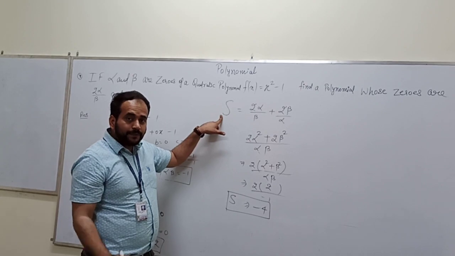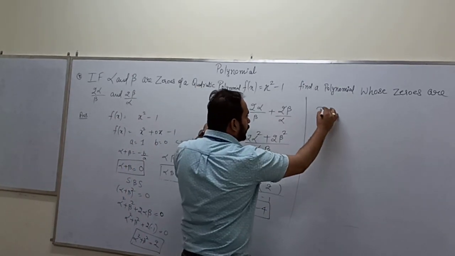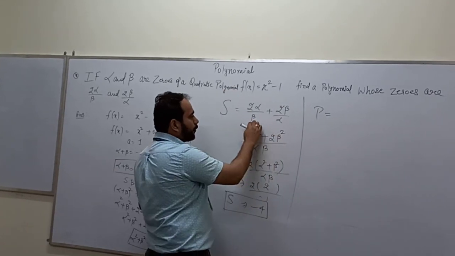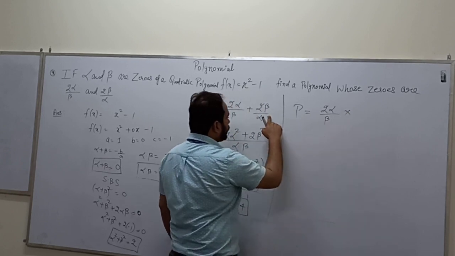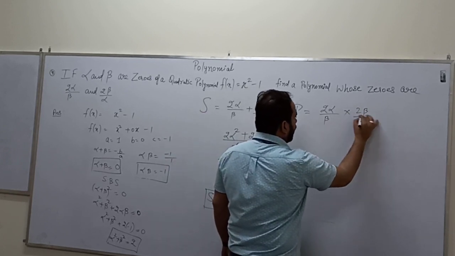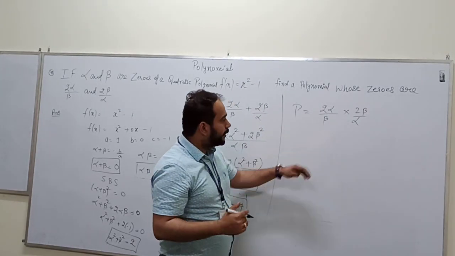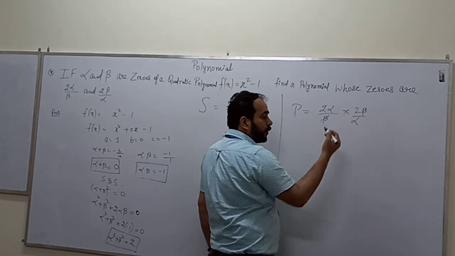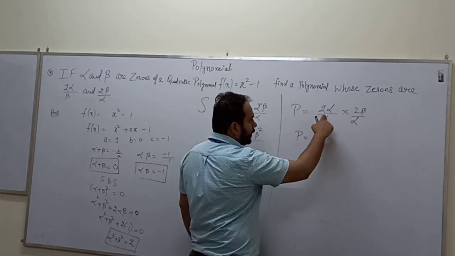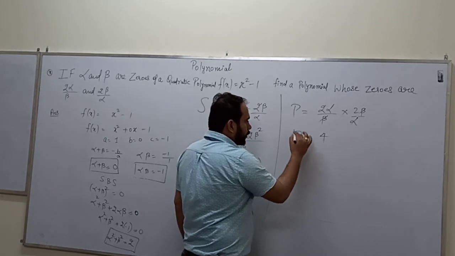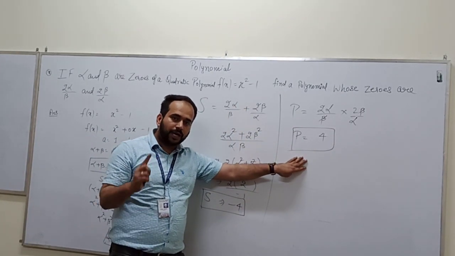After finding out s, we have to find out p. Good. p will be the product of the zeros. For the product, 2 alpha upon beta into 2 beta upon alpha. Any term which is being cancelled out over here? Yes. Beta will be cancelled out by beta. Alpha will be cancelled out by alpha. So p will automatically become 2 into 2, 4. So we have got the value of sum as well as the value of product.